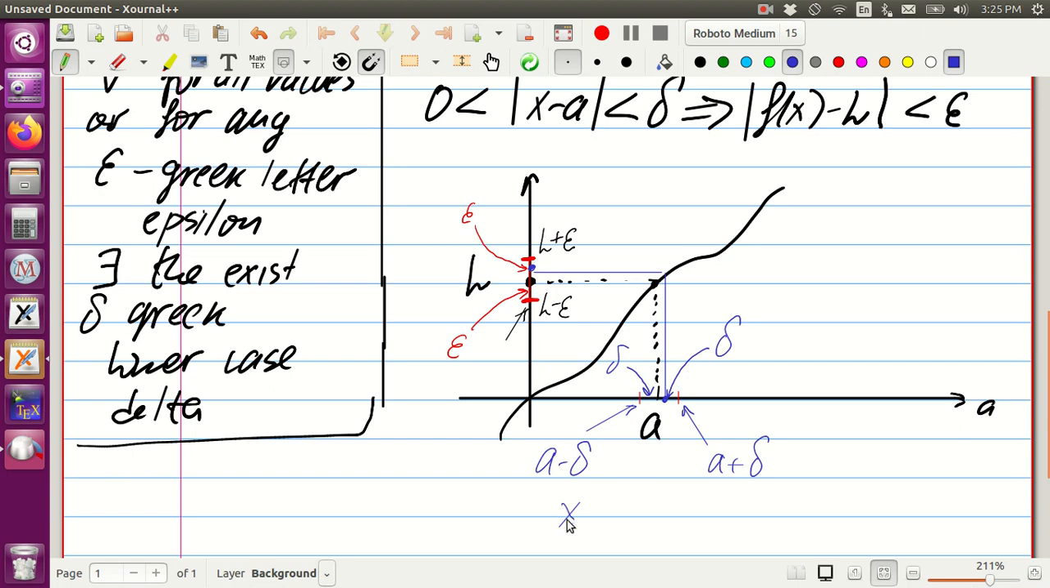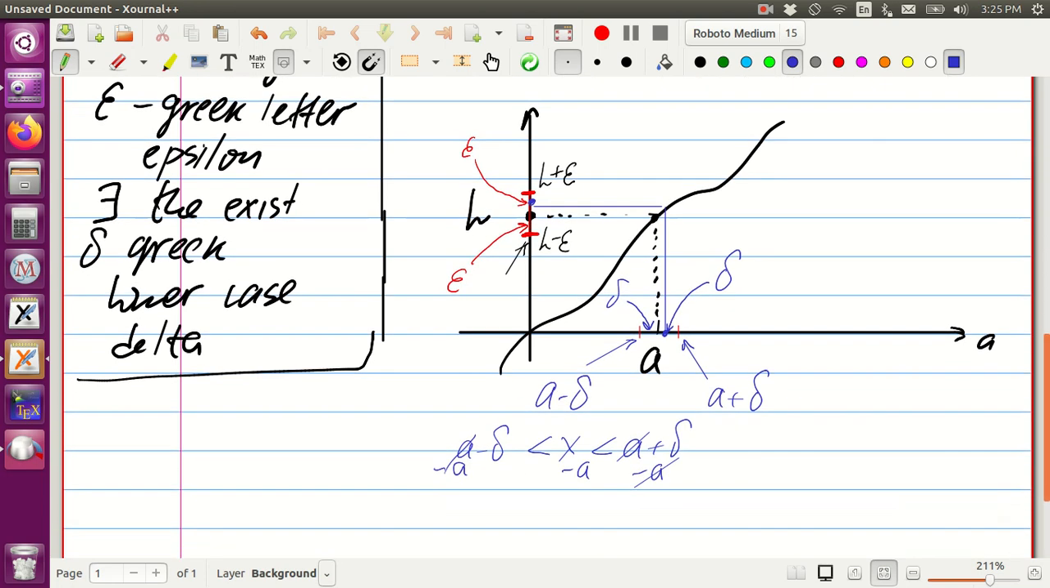All right, so let's try to put this all together. If I choose x greater than a minus delta and less than a plus delta, you can clearly see over here that I can subtract a from all three parts. So here and here it goes away. This implies that x minus a is greater than negative delta and less than delta.